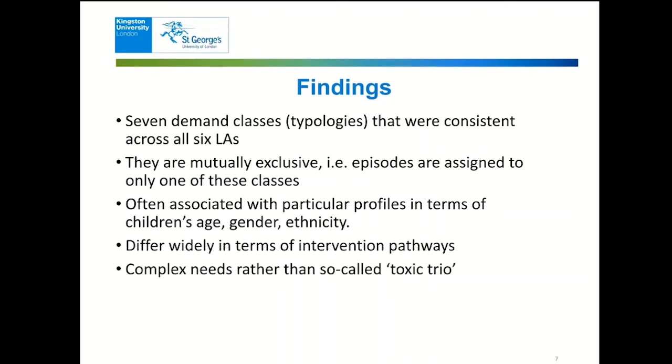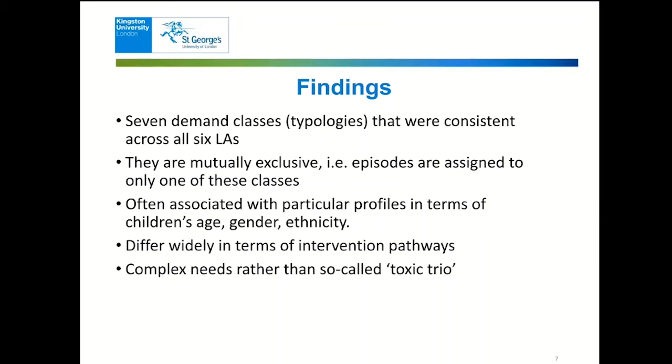Having done this, we tried to see if we could profile them in terms of children's characteristics, and found that in a lot of ways we could. We'll see the results of that shortly. And we found that they differed widely in terms of intervention pathways. So, for example, the likelihood that an episode would go on to child protection did differ quite significantly depending on the category of need.